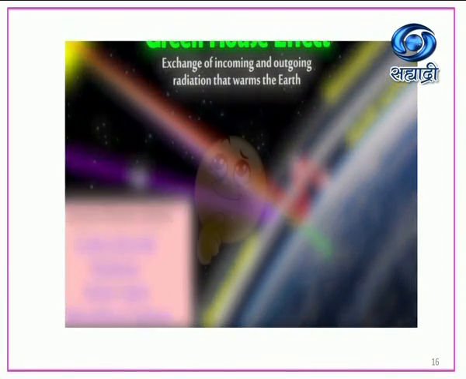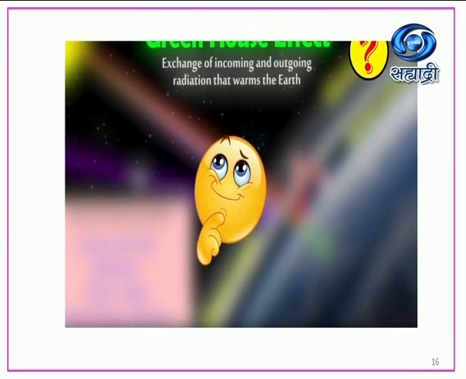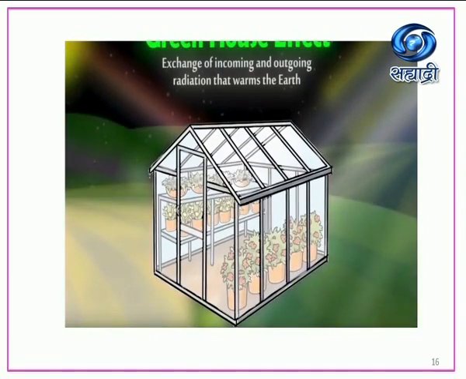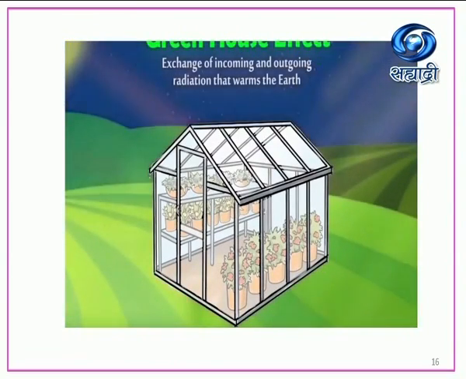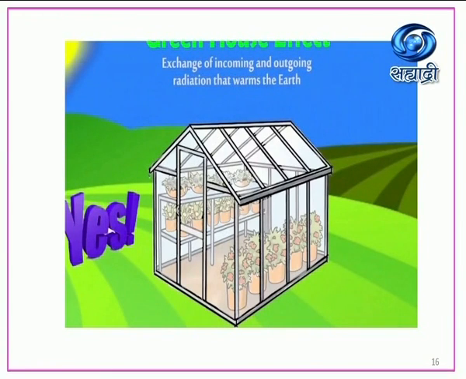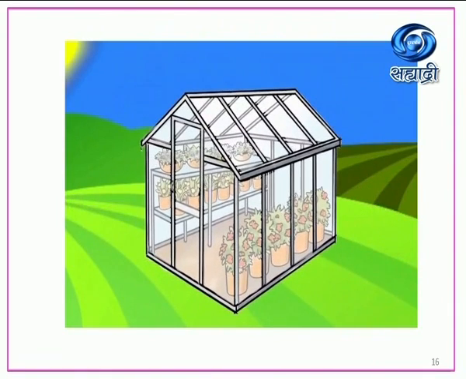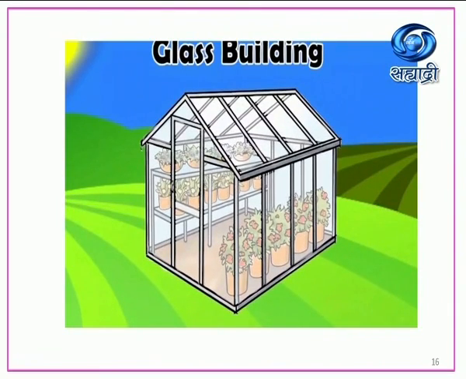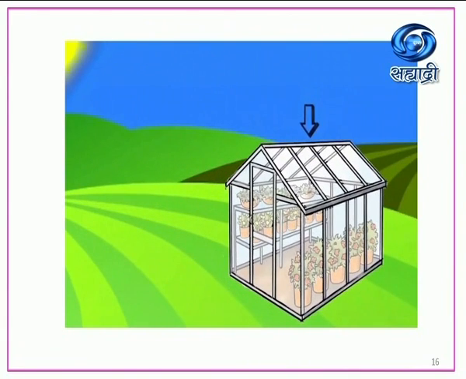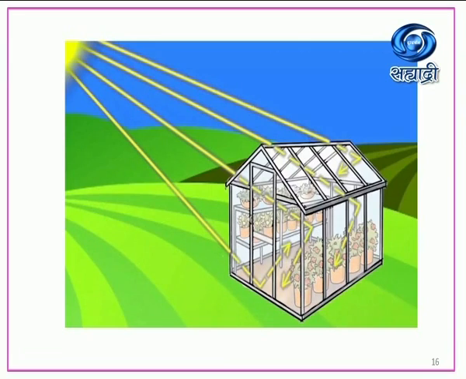Friends, but are you not wondering why it is called the greenhouse effect? Is it something to do with the greenhouse? If you said yes, you're thinking in the right way. A greenhouse is a glass building in which plants that require protection from cold weather are kept. The glass cover helps to trap all the heat energy and keeps the inside environment warm.